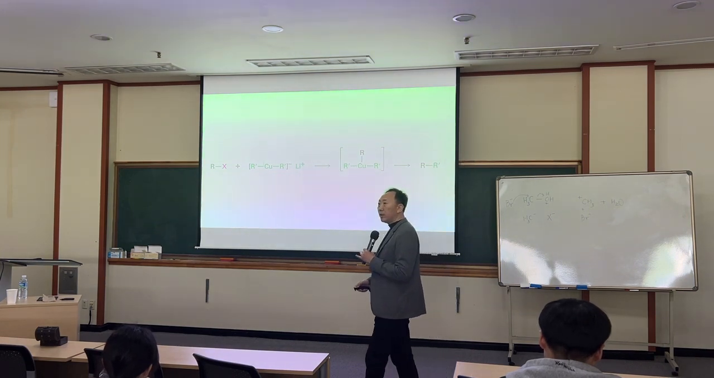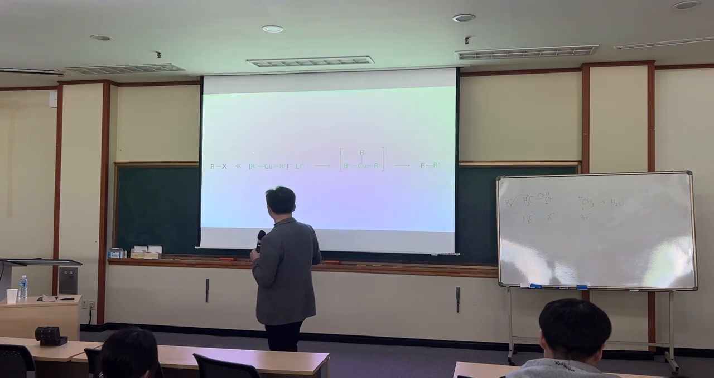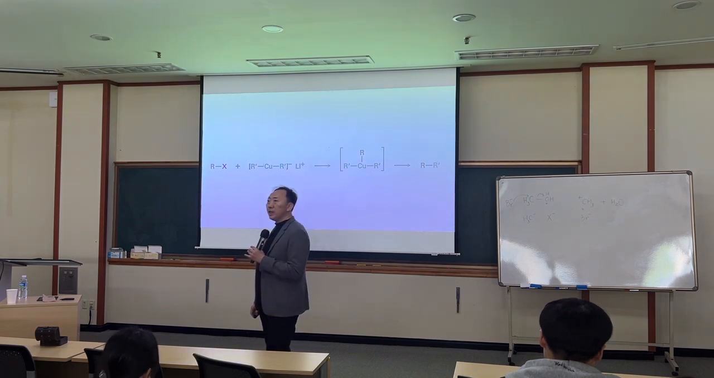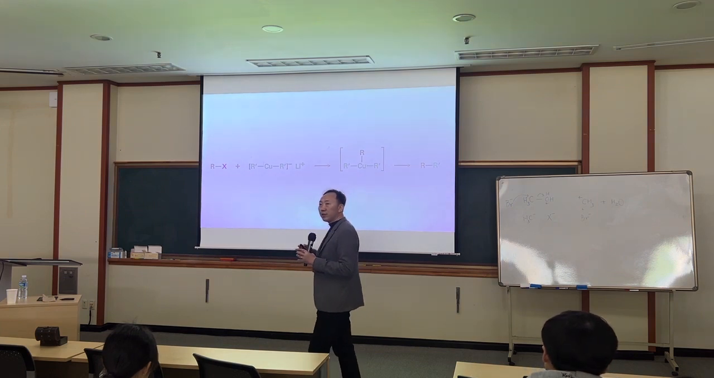Previously we have seen oxidative insertion. This is R here, and then X is here, and then this one is removed by coupling together, and then this is recovered as copper. This is the suggested mechanism for this metal catalyzed reaction.